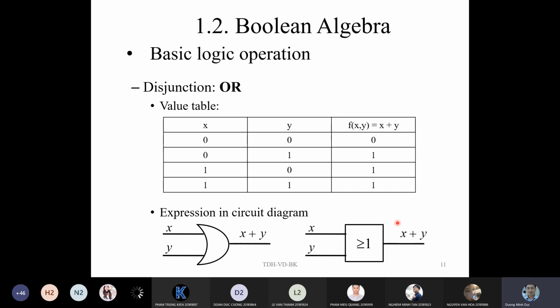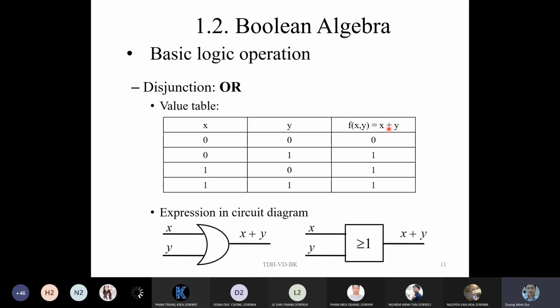Next, about the disjunction, or sometimes we call it logical plus. The disjunction is defined with two logical variables. Here we have two logic variables x and y, and the disjunction is written like x plus y, and this is logical plus. Similar to the negation, we also use a value table to define the disjunction function.